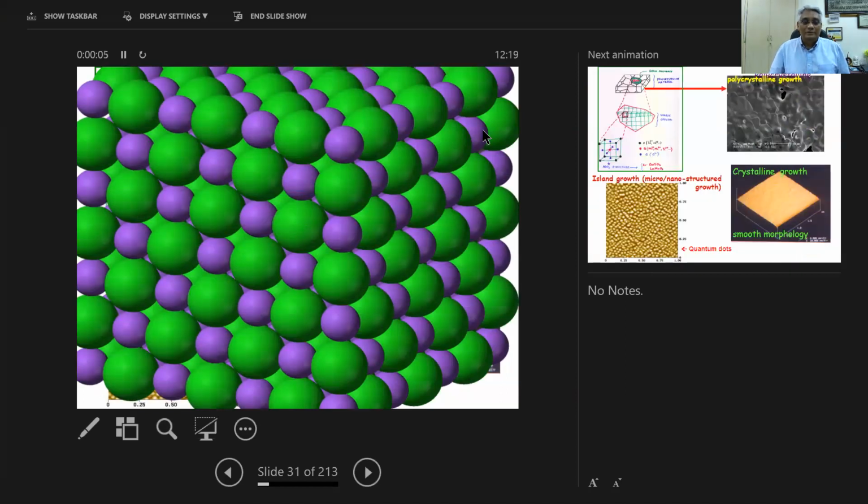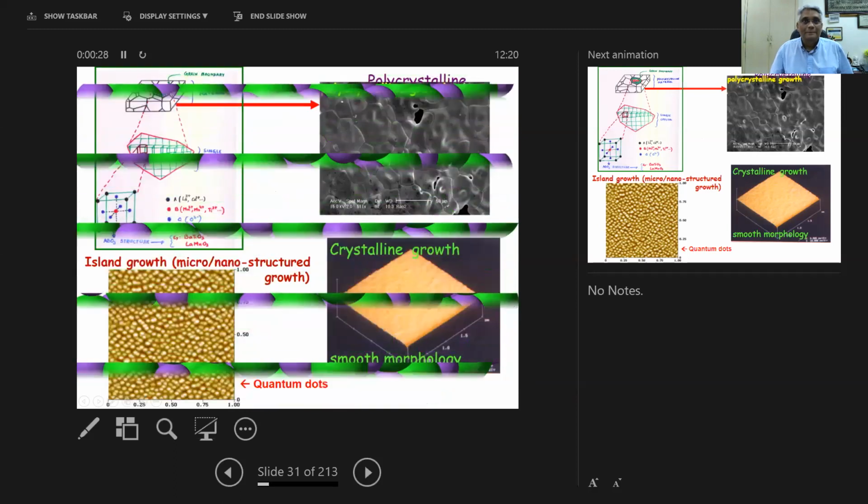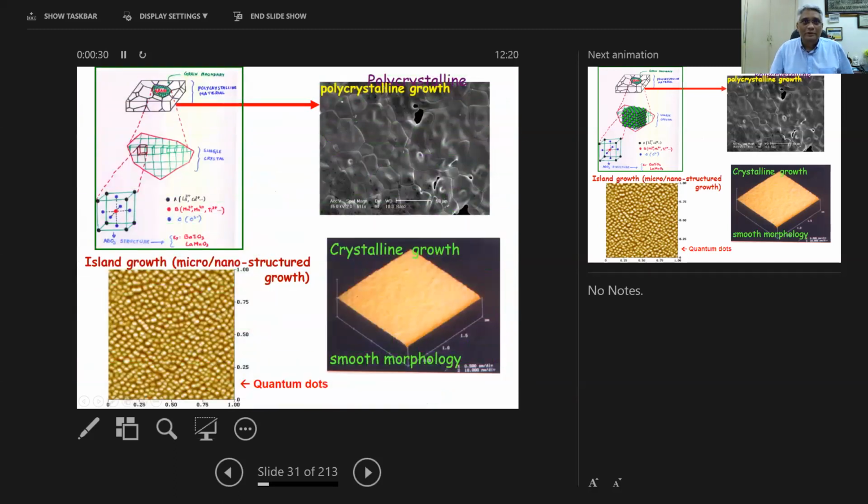So this is the ideal situation that I would like to have, a perfect crystal, where you see these alternating green and blue balls. This is an ideal situation, but there are no ideal crystals or real crystals. At the most you get a highly crystalline lattice with certainly missing atoms. So that's a polycrystalline material.